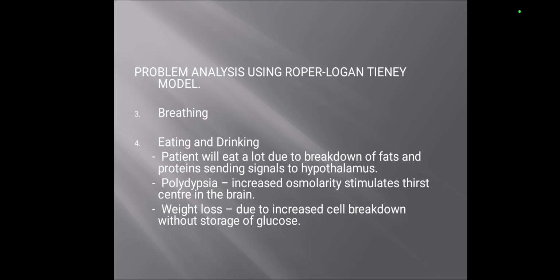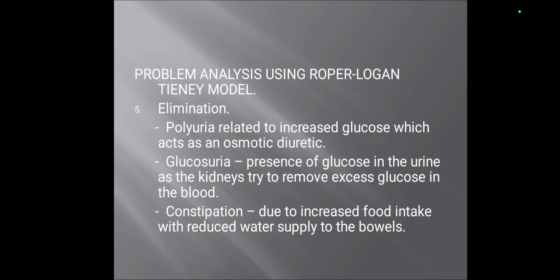Eating and drinking. The patient will eat a lot due to breakdown of fats and protein, sending a signal to the hypothalamus that says, I need to eat. Polydipsia: increased osmolarity stimulates the thirst center in the brain, so they are going to drink a lot of water. Weight loss due to increased cell breakdown without storage of glucose.